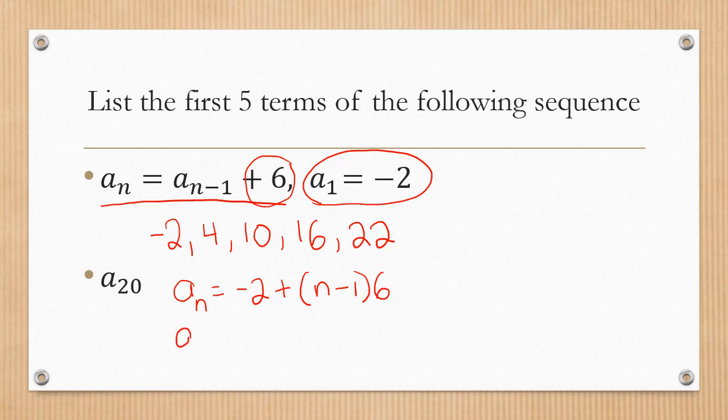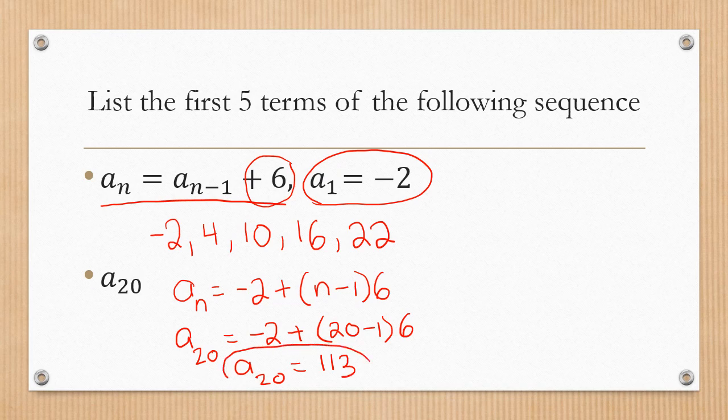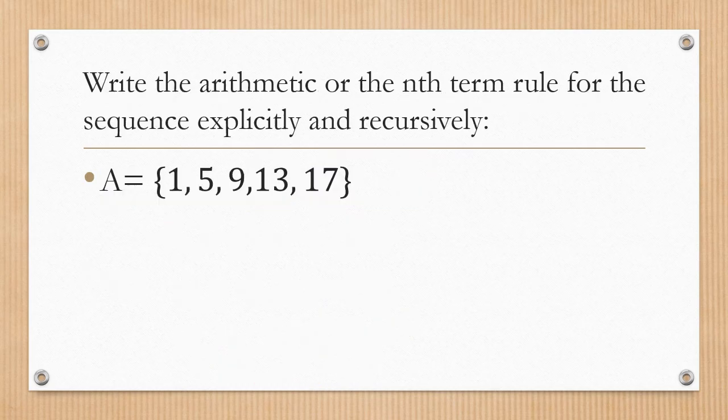So all I need to do to find the 20th term is to substitute n with 20. And the answer at the end is going to be negative 2 plus 20 minus 1 times 6, which is going to give me an answer of 113. And this is how you get to the nth term if the number is very high when you have the recursive rule.